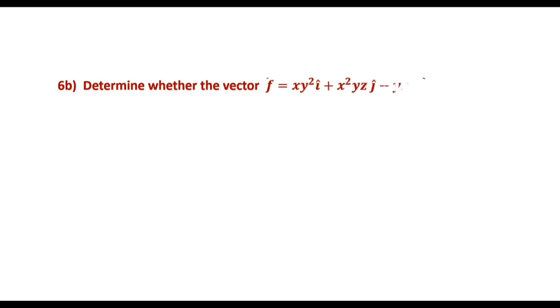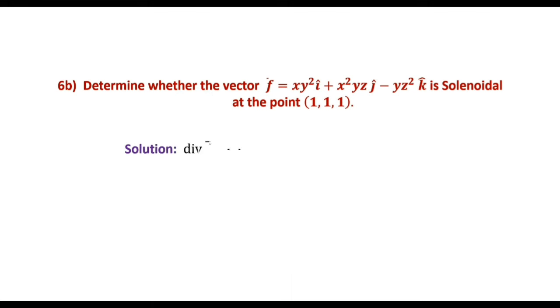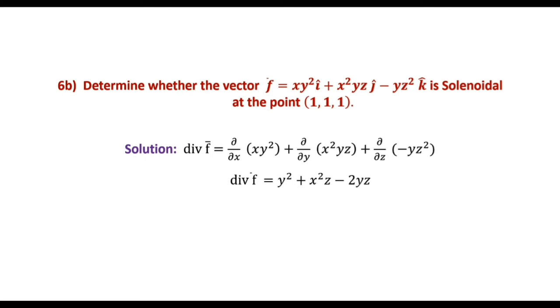So determine whether the vector f bar is solenoidal. Now you can find divergence of f bar, that is del dot f bar, where del is the vector differential operator i bar dou by dou x plus j bar dou by dou y plus k bar dou by dou z. By dot product you have this result. On simplification, divergence of f bar is y square plus x square z minus 2yz.